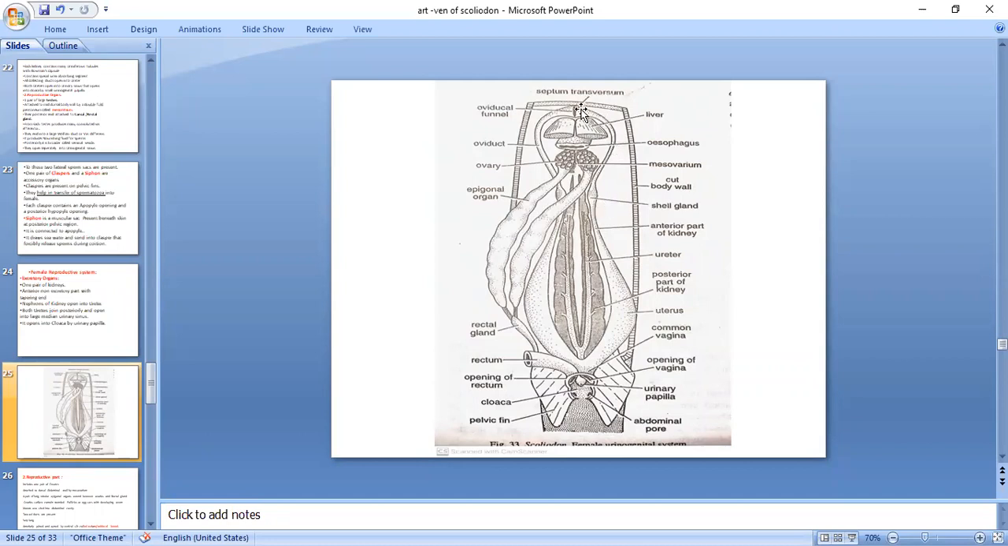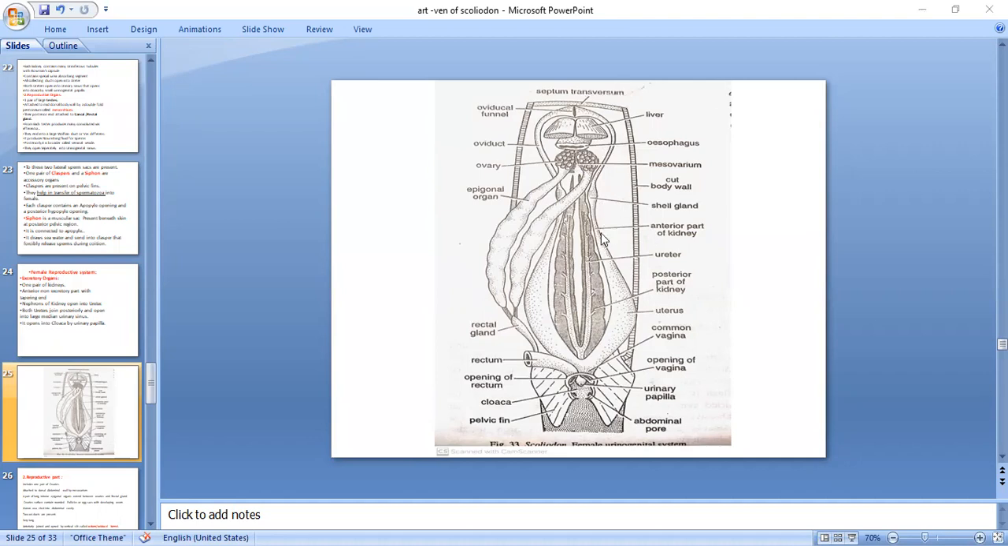Actually, the fertilization takes place between the oviducal funnel, or ostium, and the shell gland. So the fertilization takes place in this place. In human beings, the fallopian tube is the site of fertilization. Here it is between the shell gland and the ostium.